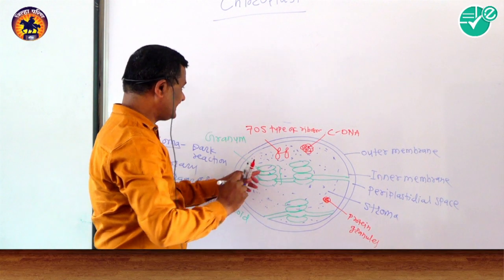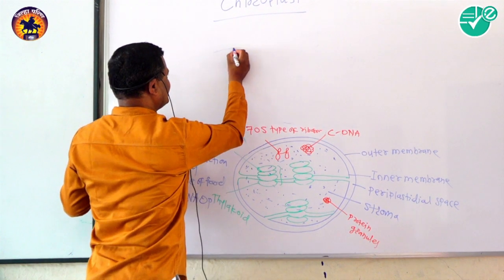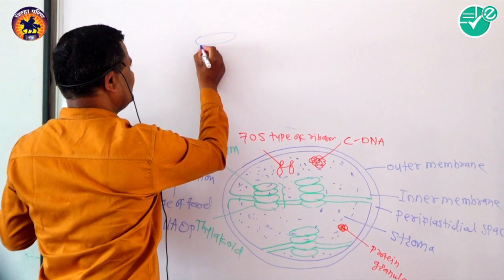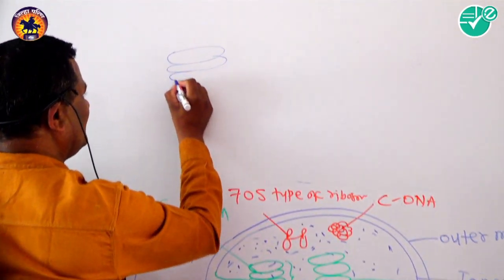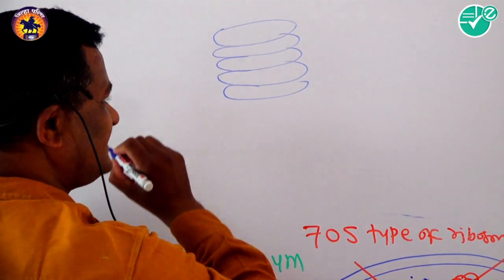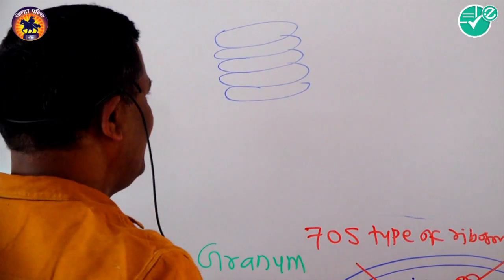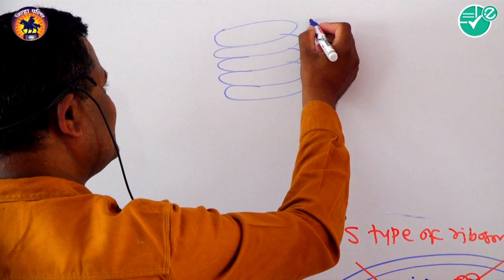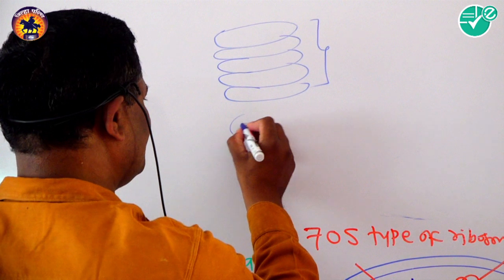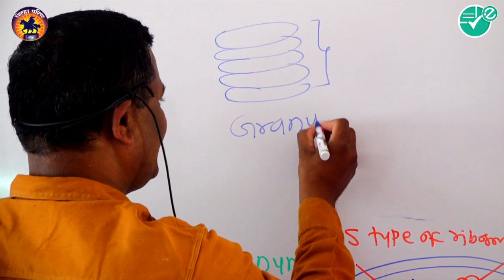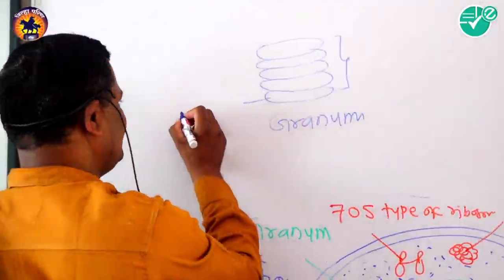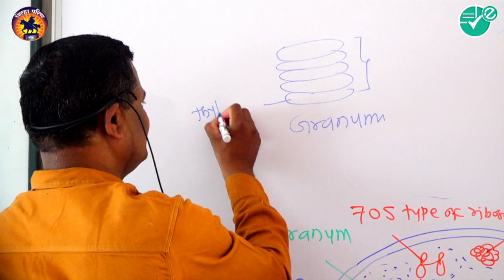Then grana are connected with each other. This is the granum, a single granum, and these are the thylakoids. Many thylakoids are placed one above the other like a stack of coins. That single stack is called a granum. The single unit of the granum is called a thylakoid.